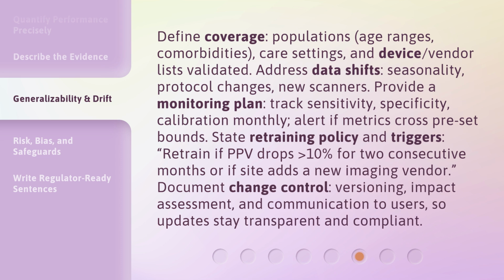State retraining policy and triggers. Retrain if PPV drops greater than 10% for 2 consecutive months, or if a site adds a new imaging vendor. Document change control, versioning, impact assessment, and communication to users so updates stay transparent and compliant.